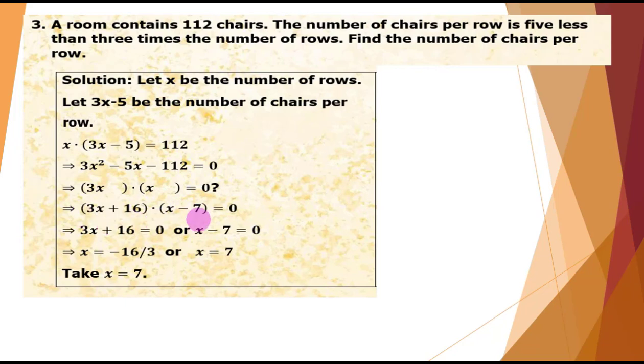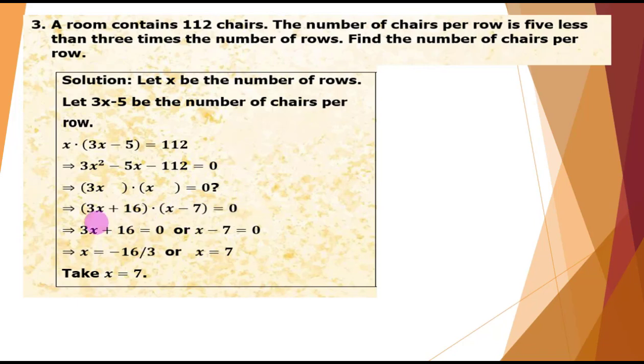Okay, let's try to consider this. 3x plus 16 times x minus 7 equals 0. Now let's check first. 3x squared, then we have the middle term 3x times negative 7, that's negative 21x, plus 16x, so this will give us negative 5x, so it's done. Then we have 16 times negative 7, that's negative 112. So these two factors are true factors of this given quadratic equation.